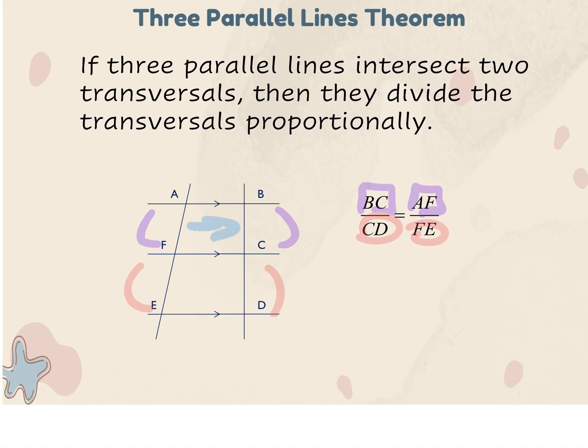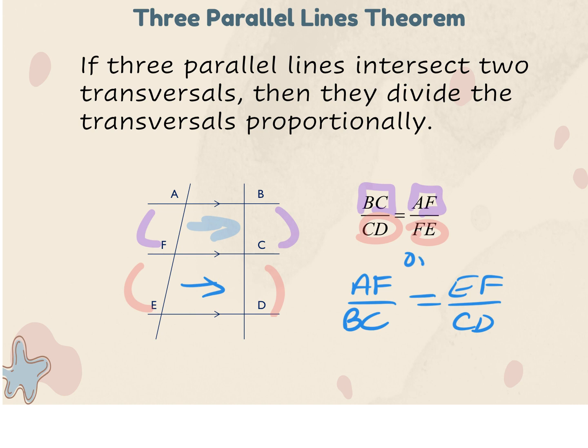You could also set it up with AF over the right piece BC, and then EF over CD, or flip it either way. So bottom to top, top to bottom, left to right, right to left. Just find a way that's going to be the easiest for you to remember how to set up these proportions and just stay consistent. So let's try an example using this new theorem.